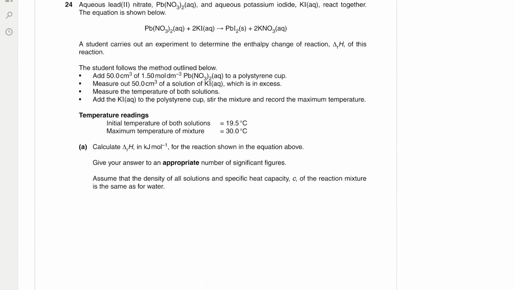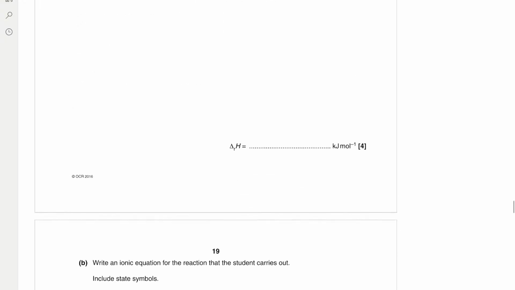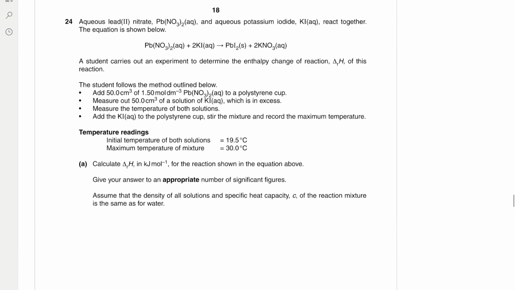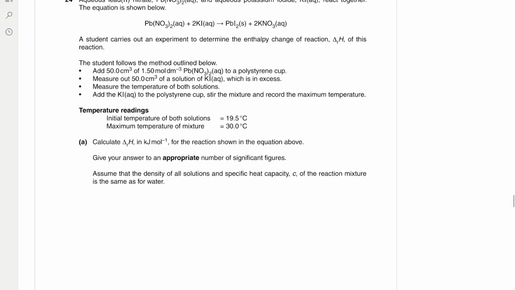24A. We've got a 4 marker. Aqueous lead nitrate, Pb(NO3)2, and aqueous potassium iodide, KI, react together. The equation is shown below. So Pb(NO3)2 plus 2KI, so that's a 1 to 2 ratio of Pb(NO3)2 to KI, goes to PbI2 and 2KNO3.